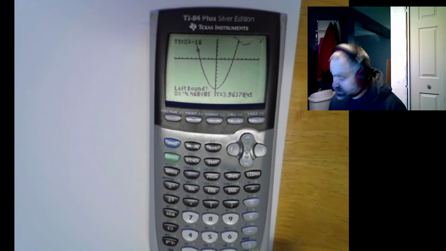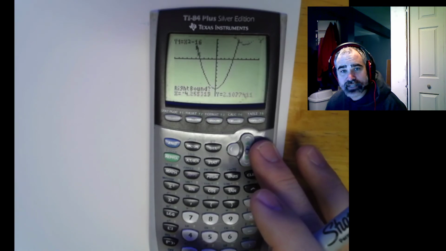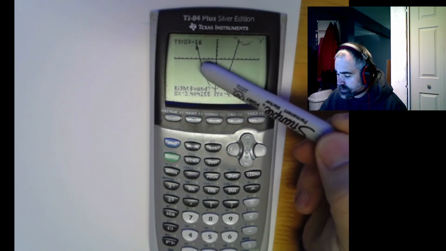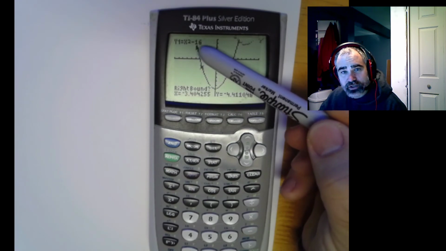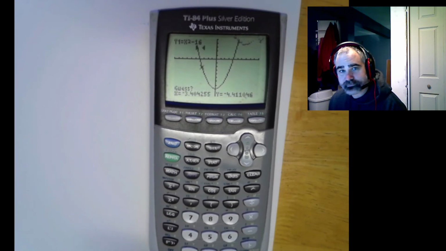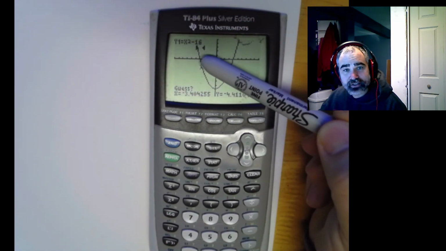Then it's going to prompt me for the right bound. So I'm going to move my cursor, same thing, but I'm going to move it to the right this time, the right of the x-intercept. Notice here, it's now to the right, and it left me a little cursor mark where I hit enter last time. Now I'm going to hit enter again. And you should see two little arrows bracketing your x-intercept. Your x-intercept should be between those. If it's not, you'll get an error message.